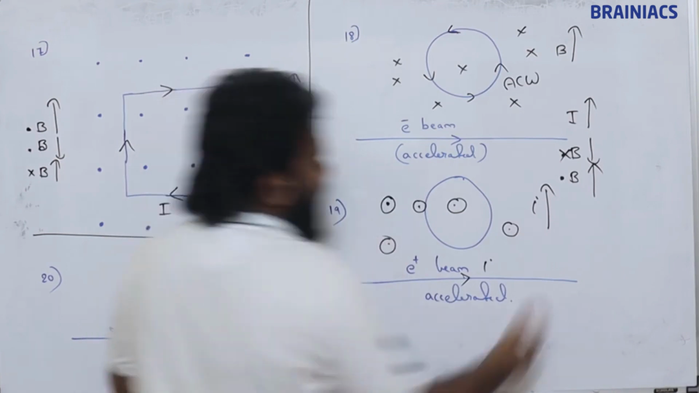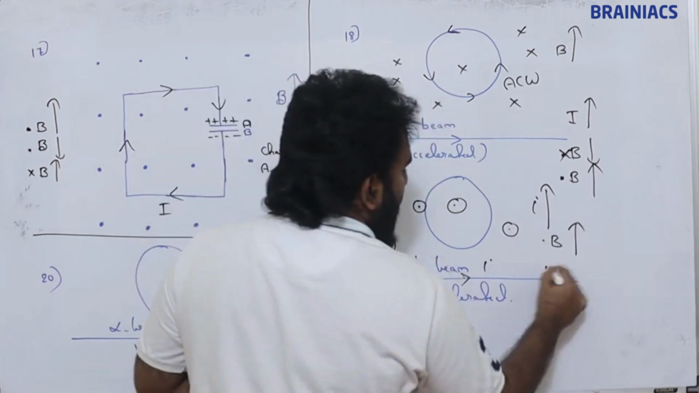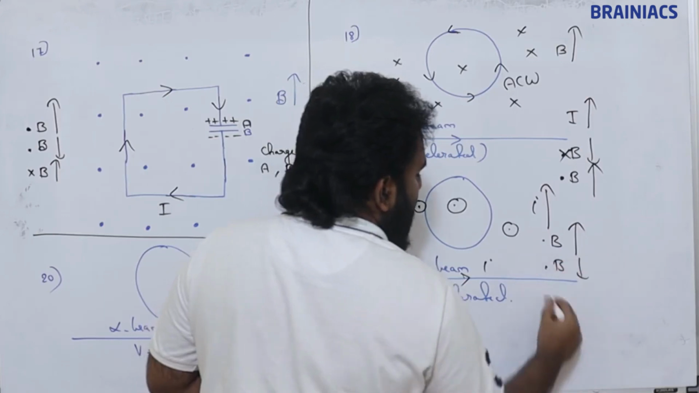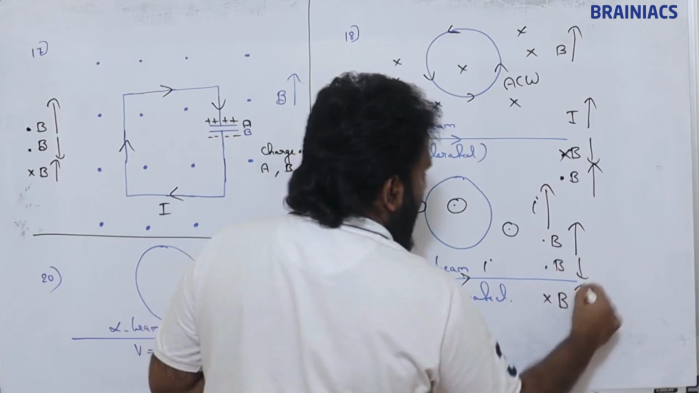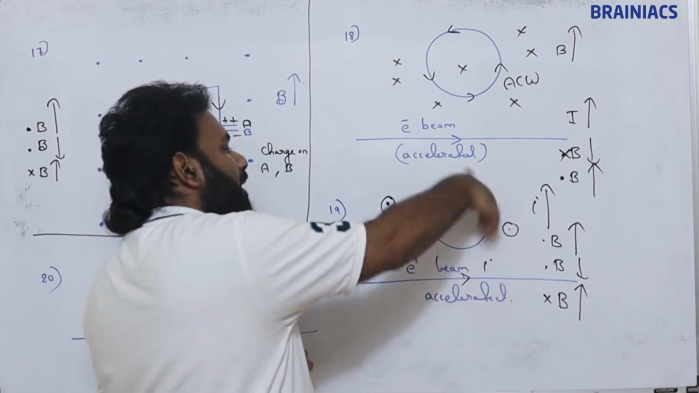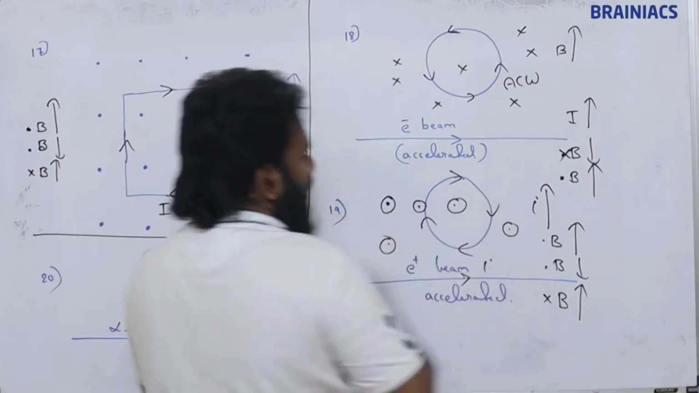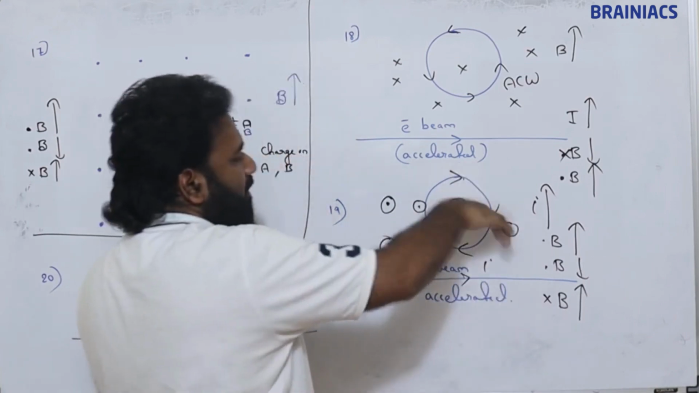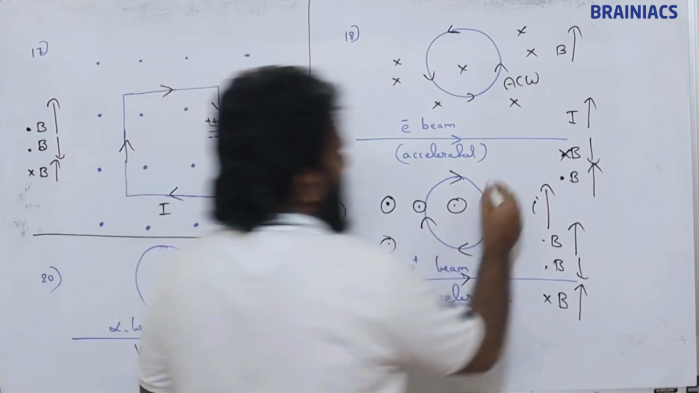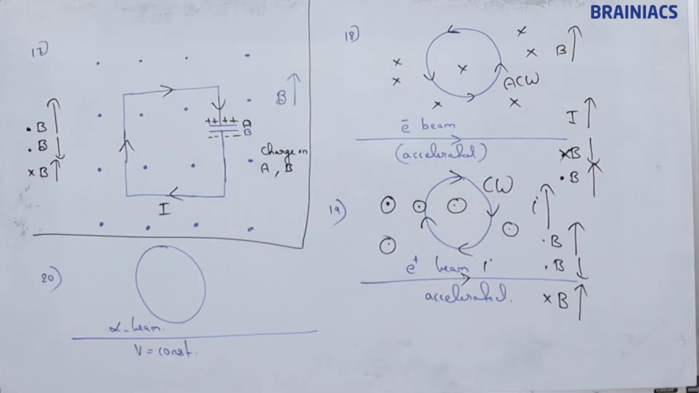So dot magnetic field is increasing. So we need to decrease the dot magnetic field. For that, cross magnetic field will be increased. Cross magnetic field means going inside. So the current direction will be this. Correct? Cross magnetic field is this. So the current direction will be clockwise. Clear? Take it down.